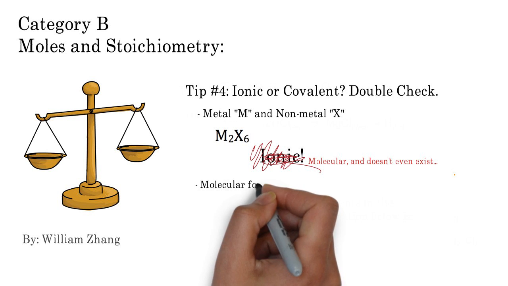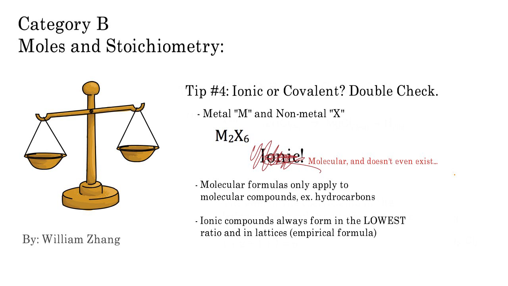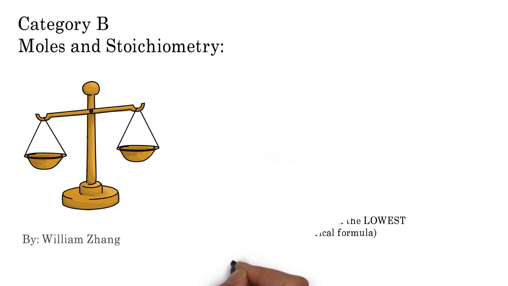So molecular formulas only apply with molecular compounds such as hydrocarbons. Ionic compounds always form in the same ratio in a crystal lattice. So if it were to exist, it would exist as XO3.